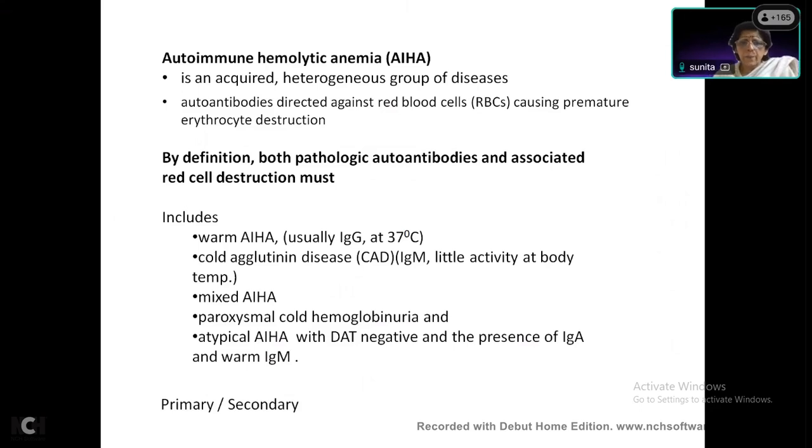So, brief about autoimmune hemolytic anemia. The important thing is the presence of autoantibodies plus red cell destruction is a must. It's not only the presence of autoantibodies, there should be the evidence of red cell destruction. And I have already enumerated the causes of autoimmune hemolytic anemia. They can be primary or idiopathic or secondary to an underlying cause.